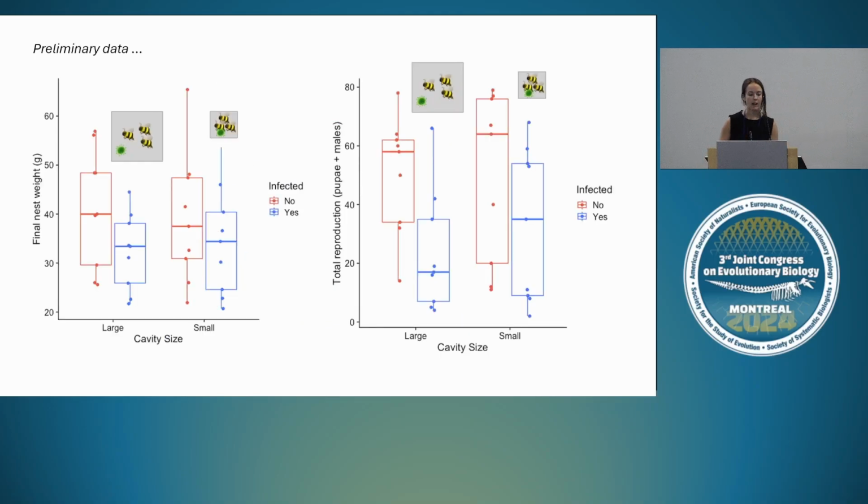When we look at final colony outcomes, nest weight and total reproduction on the left and right, we see the same general trend. So the blue box plots show the infected colonies, and you'll see that the colonies with the big cavity and the small cavity have pretty close to identical final colony weight and reproduction.